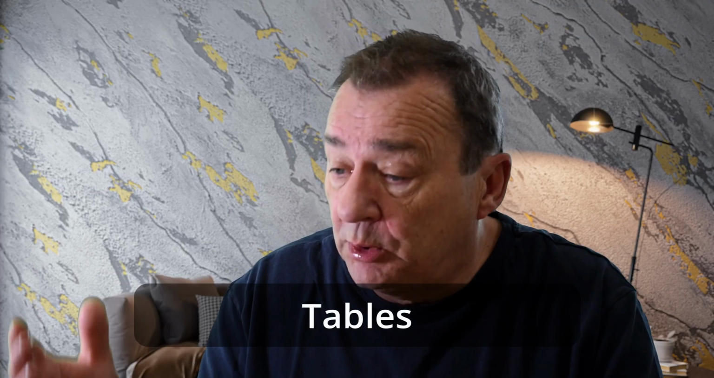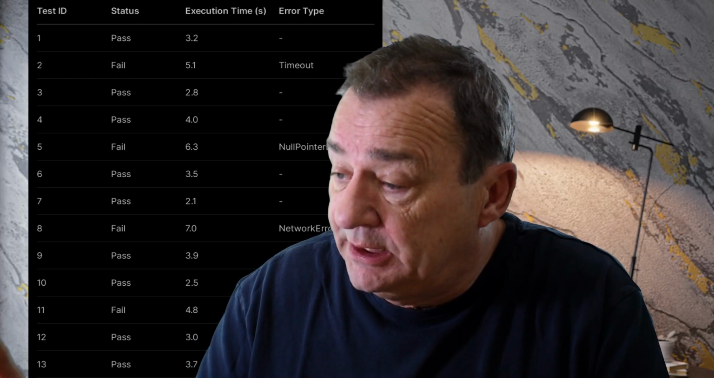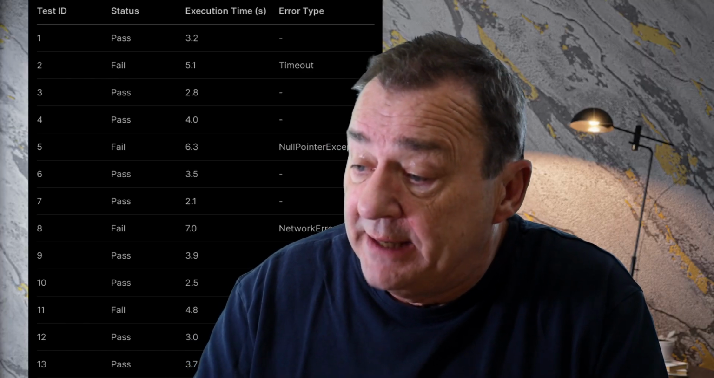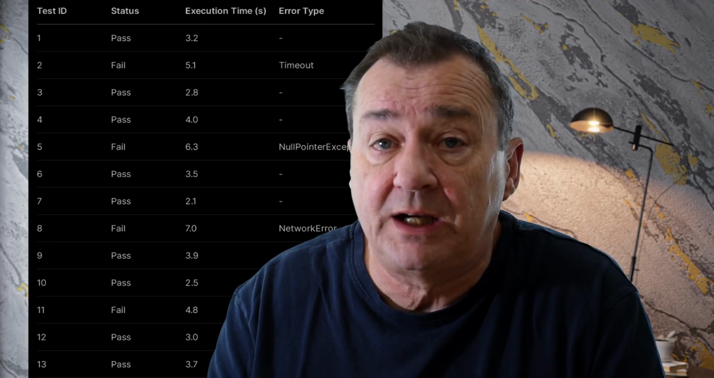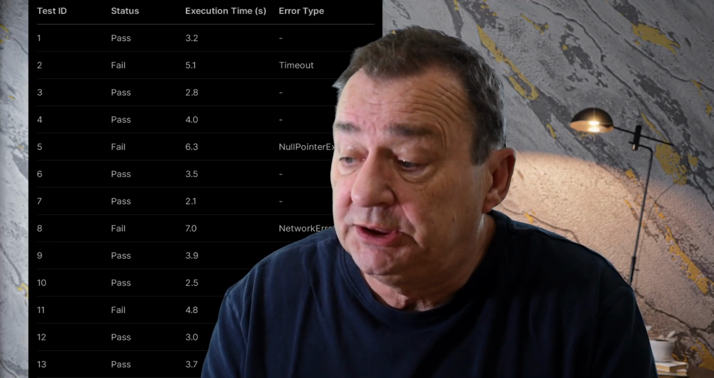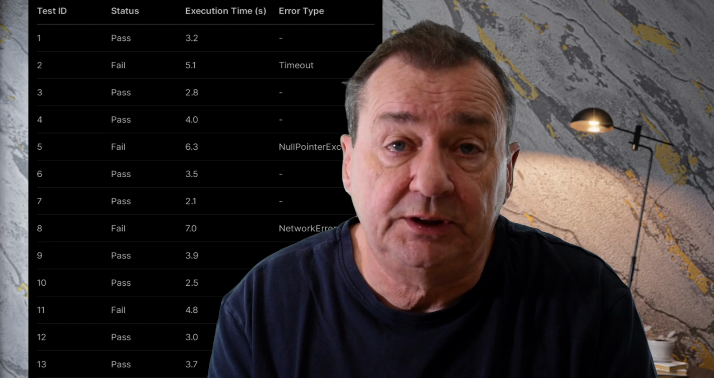When to use a table? Well, use tables when you need to present exact, precise numerical data. If someone needs to look up a specific value, a table is far better than trying to read it off a graph. The specification sheets, test results, or detailed inventories.